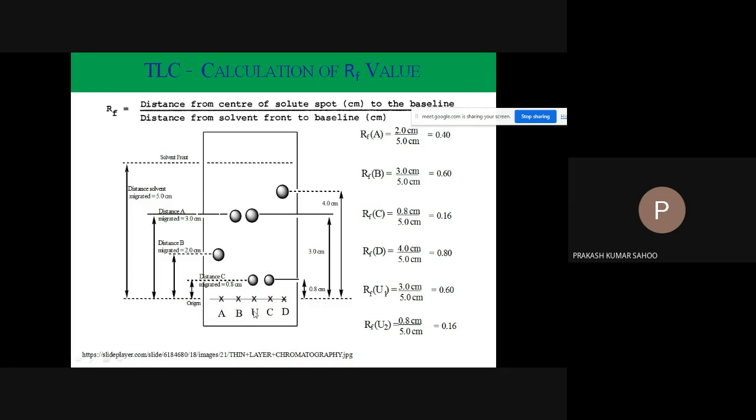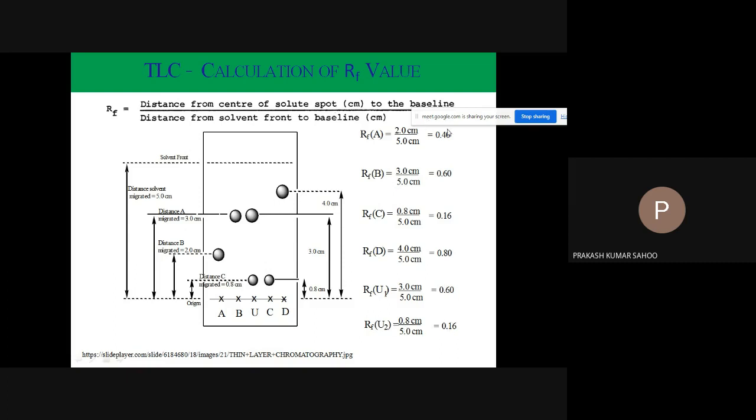Similarly for C, the distance traveled is 0.8 centimeter. This is 0.8 divided by 5, that is 0.16. Then D, it is 4.0, so for D, it is 4.0 by 5, 0.80. For U, we have two spots. The first one is 0.8 and the second one is 3.0. So 3.0 by 5 is 0.6, and 0.8 by 5 is 0.16.